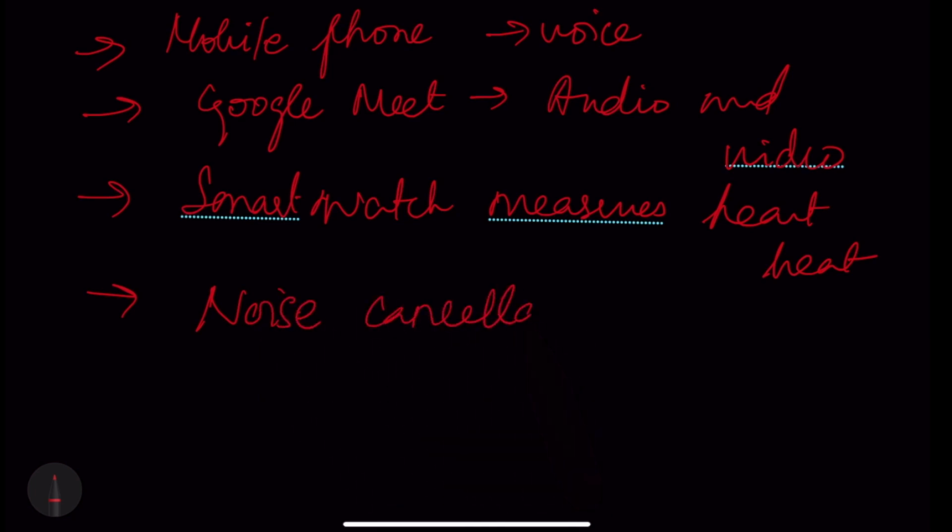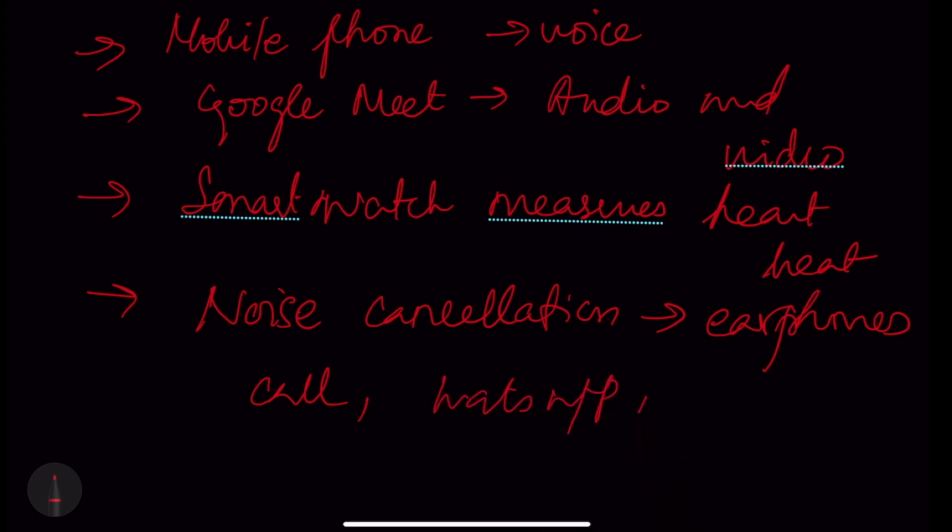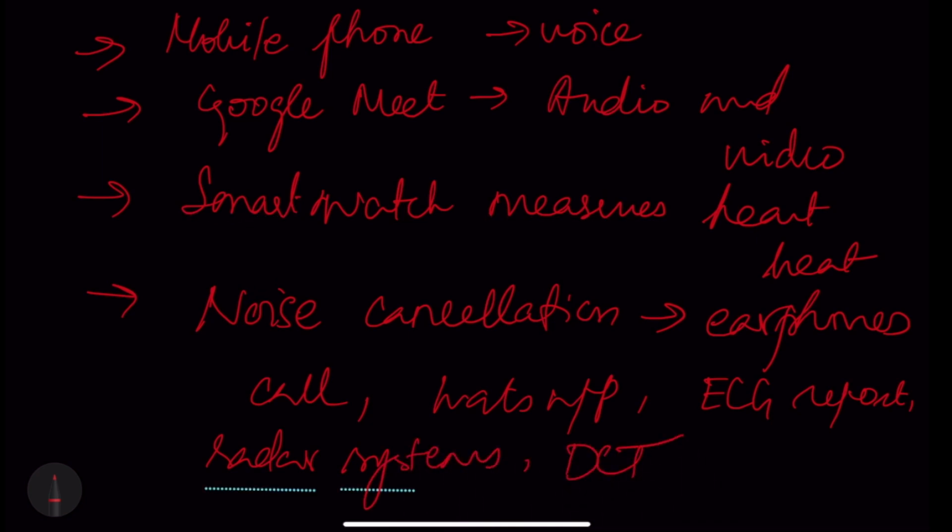So these are the real life examples which all of us face in our day-to-day life. And every mobile call and WhatsApp message which we have. For example, you take an ECG report, electronics, dealing with radar systems, digital communication technology. All these work because of signals and systems. So this is a beautiful concept of why we are going to study this fascinating subject, signals and systems.